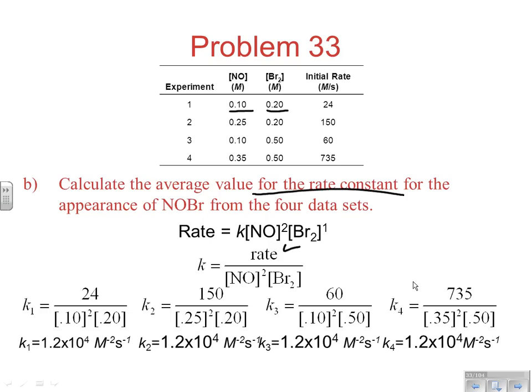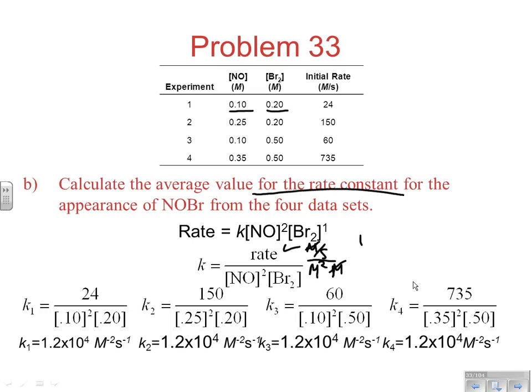When we plug in and calculate, 1.2 times 10 to the fourth, and units. Remember, you've got to pay attention to your units. The rate here was a molarity per second. On the bottom, we had the concentration molarity of NO squared and the concentration or molarity of Br2. So what we're going to end up with here is the molarities are going to cancel, and we're going to have a 1 over s on top and a molarity squared on the bottom.